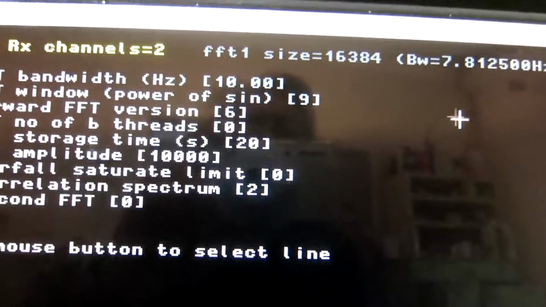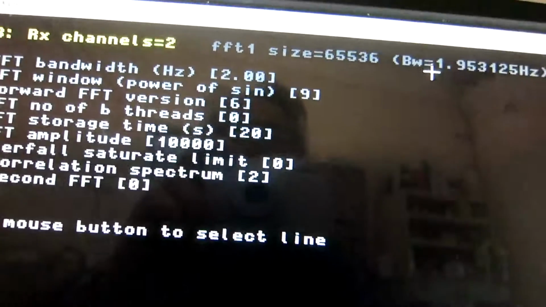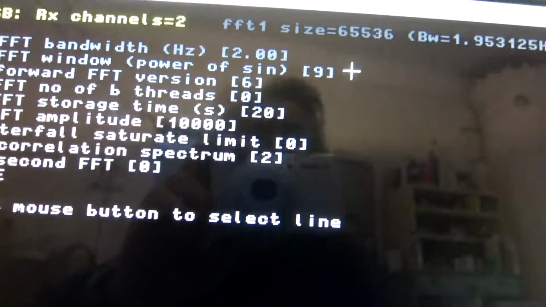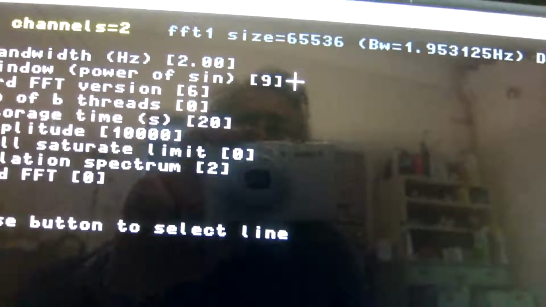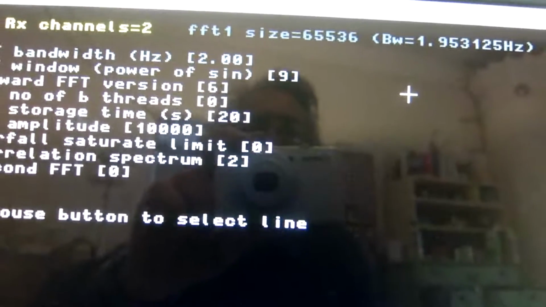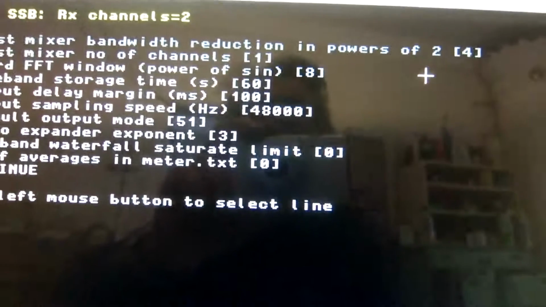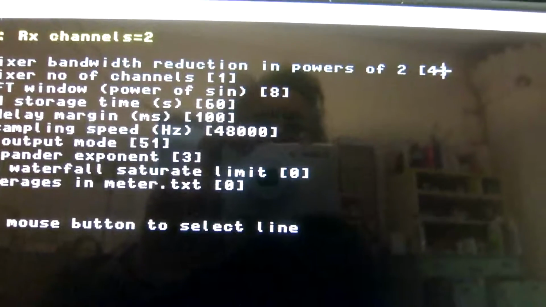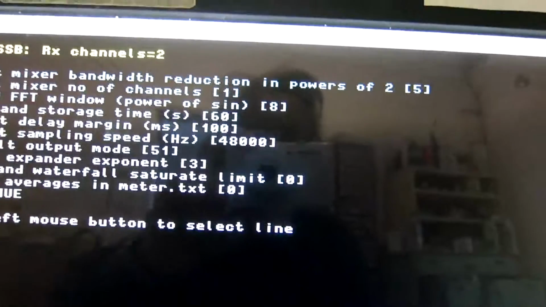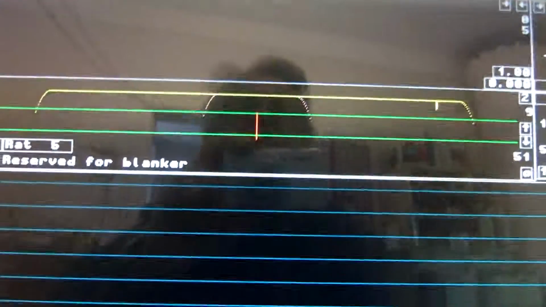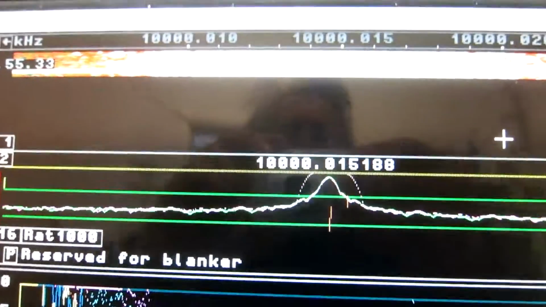So I changed the first FFT bandwidth from 10 Hz to, let's say, 2 Hz. And I still have the window power 9, which means a flat response with Gaussian error functions as how it falls off. And then I reduce here by more. Let's change it to 5 to make the baseband bandwidth smaller. Now the baseband bandwidth is about 1 Hz.